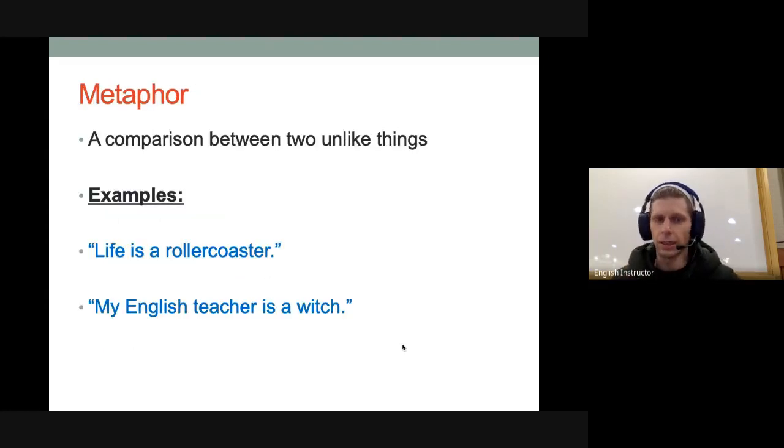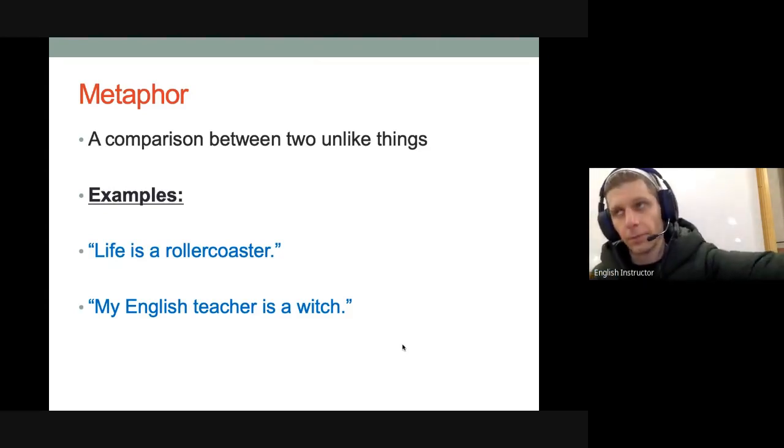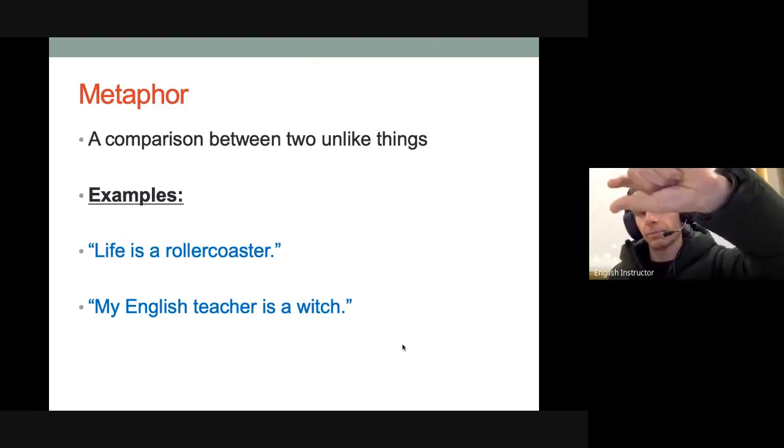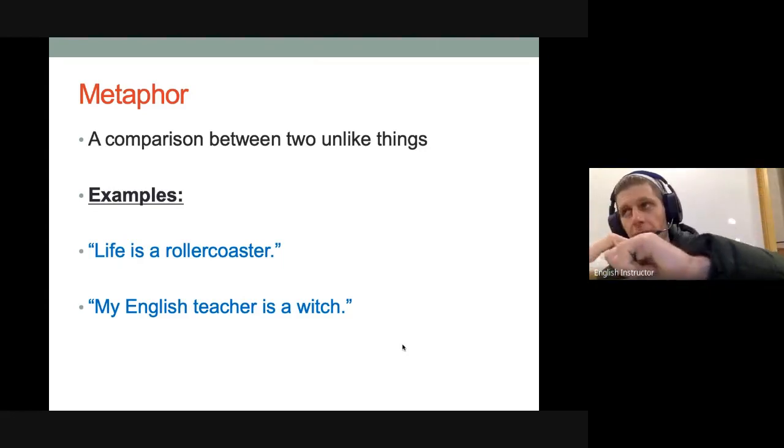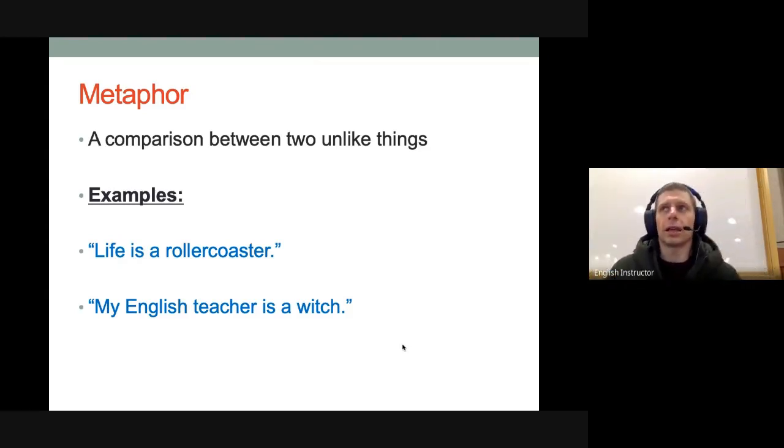So the first literary device we have is a metaphor. To give you the example here, the literary device is going to be in red at the top, the black is going to be the definition, and then blue is going to be the examples. So a metaphor is a comparison between two unlike things. We're making a comparison even though the things really don't share much in common, and it's that difference that we're trying to convince the reader of.